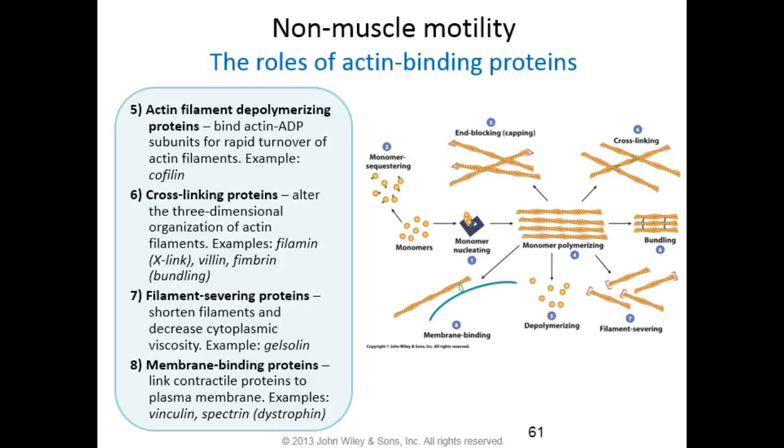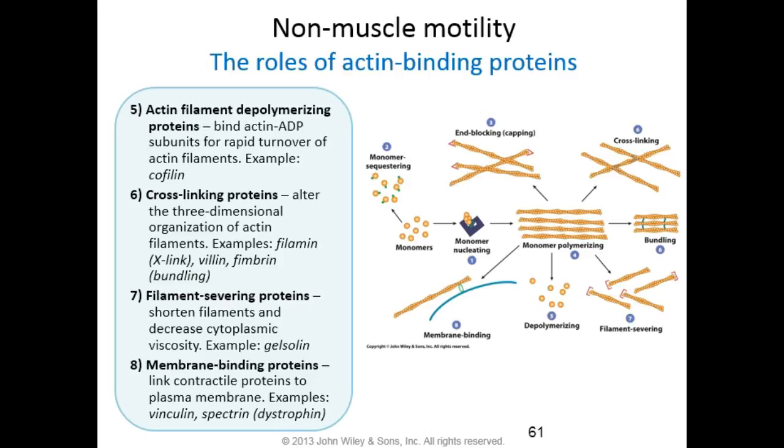Number 6, there are cross-linking proteins that alter the 3-dimensional organization of actin filaments. Examples are filamin, villin, fimbrin. Filamin proteins are able to alter the 3D organization of an actin filament population. Each has 2 or more actin binding sites, so they can cross-link 2 or more separate actin filaments. Regions of cytoplasm containing such networks have properties of a 3D elastic gel that resists local mechanical pressures.